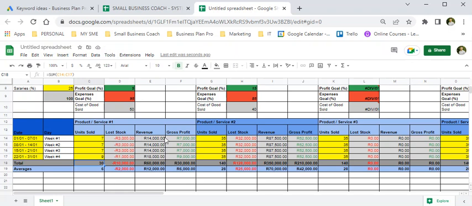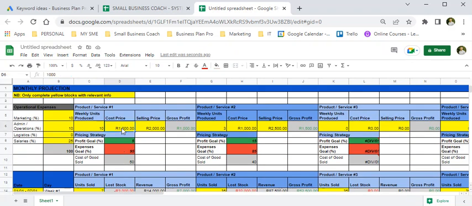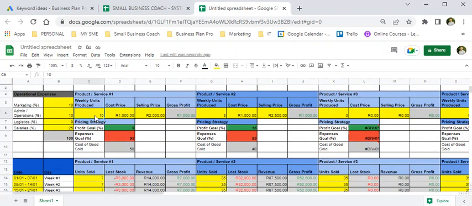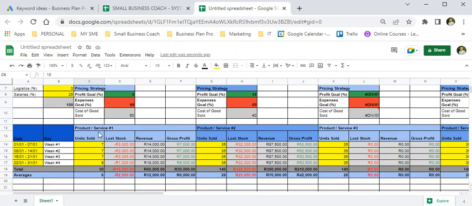Right. You can see here, once I've added my units sold for product service 1, it gives me the following statistics. Lost stock. In other words, if I spend 1,000 Rand for 3 extra pairs of shoes that's not selling out of my shop, I lose effectively stock of 3,000 Rand if I don't sell it somewhere in the future. This is maybe more applicable for retail companies in the food sector where the food goes bad and you need to get rid of the food.